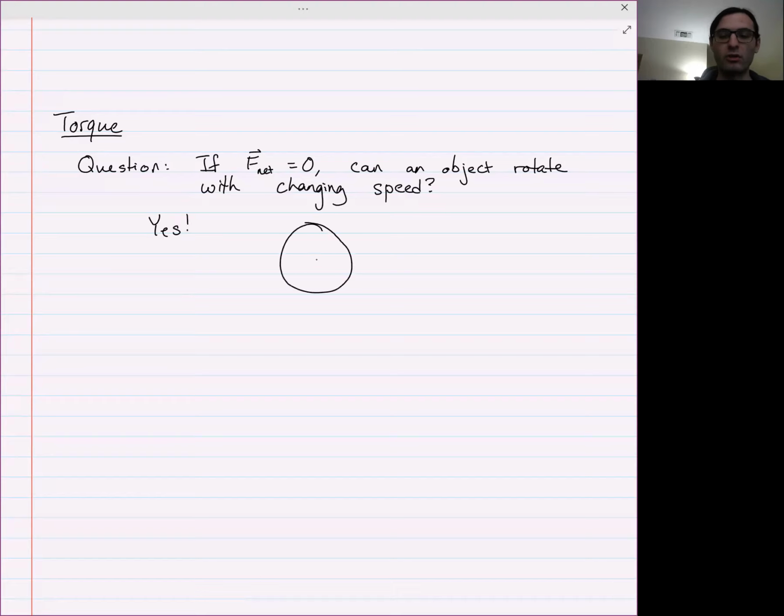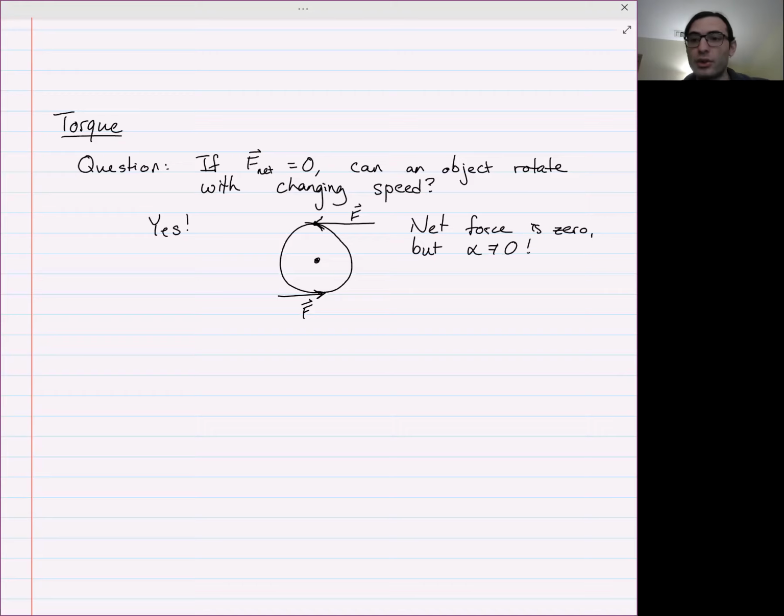Let's say that we have a wheel, and you apply one force of some magnitude on the bottom of the wheel to the right, and then a force of the same magnitude to the left on the top of the wheel. Well, in that case, the net force is zero, but we expect that applying these forces would cause the wheel to speed up. And that's true, that would happen. So this would be an example of the case that I just laid out.